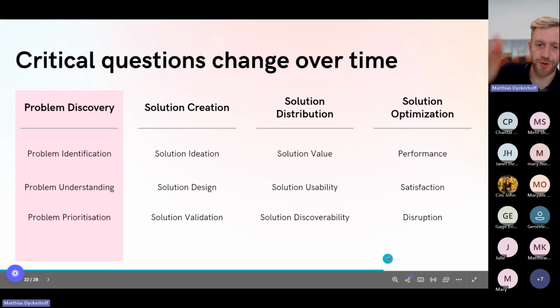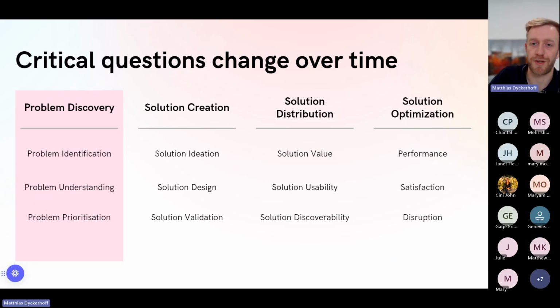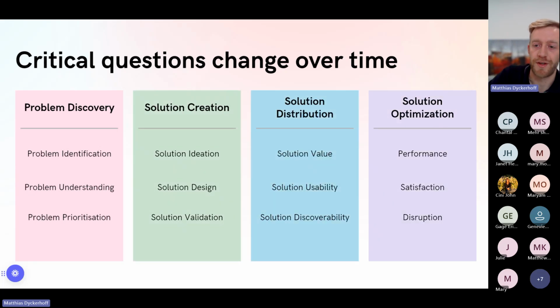And yeah, so as your business gains more confidence and it grows, you have different critical questions or different critical hypotheses. So early on, you're looking at the problem discovery. Then you move to the solution creation, solution distribution, and then optimization. And so each of these will have different hypotheses that you're testing or different risk factors. So early on, it's about, okay, is this really a problem in people's lives? Do we understand the problem? And do we know what the most important problems are?